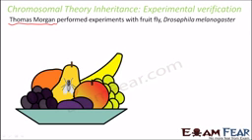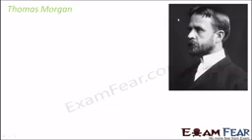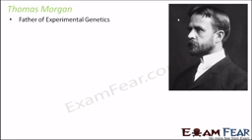Morgan is often termed the fly man of genetics because of the number of experiments he performed with the fruit fly. The fruit fly is a very common fly which you normally see hovering around your fruits, or near fruit trees. So, this is a fruit fly. What did Thomas Morgan do? Let us quickly see. Thomas Morgan is also known as the father of experimental genetics, because his work was mostly based on the experiments which he performed with Drosophila.